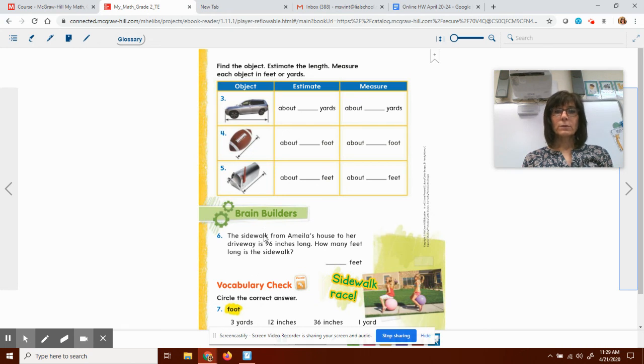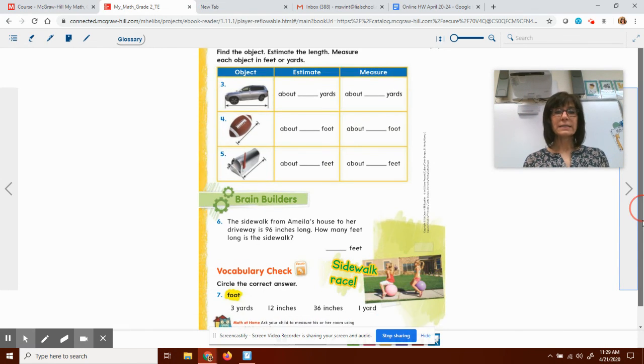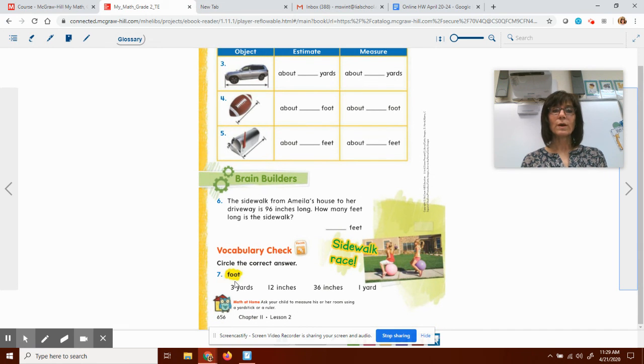Your brain builder, it says the sidewalk from Amelia's house to her driveway is 96 inches. How many feet long is that? Well, you have to figure out how many 12s are in 96. So it might be something where you put 96 tallies and start marking off groups of 12. Just a suggestion. Last but not least is circle the correct answer to a foot. Is a foot 3 yards, 12 inches, 36 inches, or 1 yard? Hopefully you got that by now.